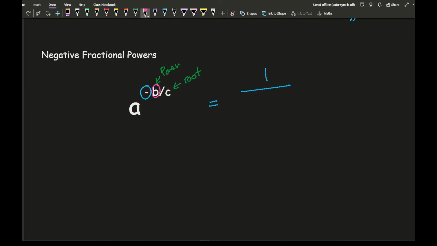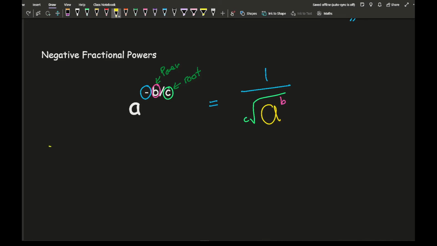The b, well, I've got a, so let's just write a first. So b represents the power, which is to the power of b, and c represents the root. So that is what it then looks like. So what I then need to do is just work that out if I can.